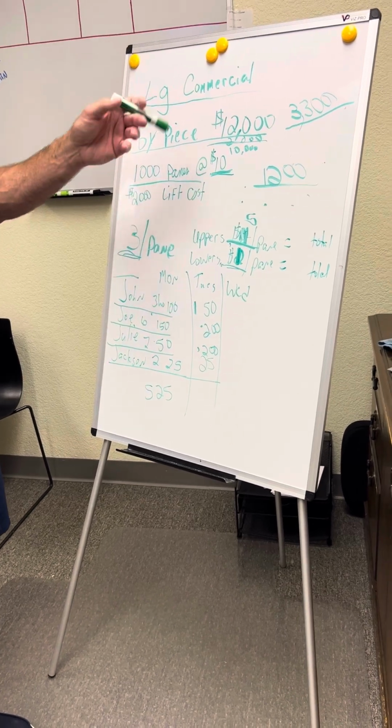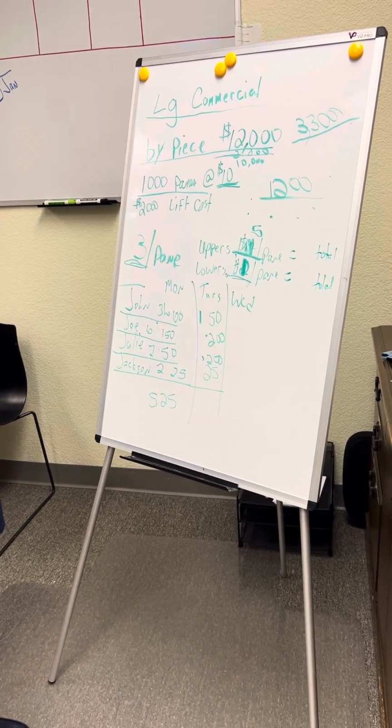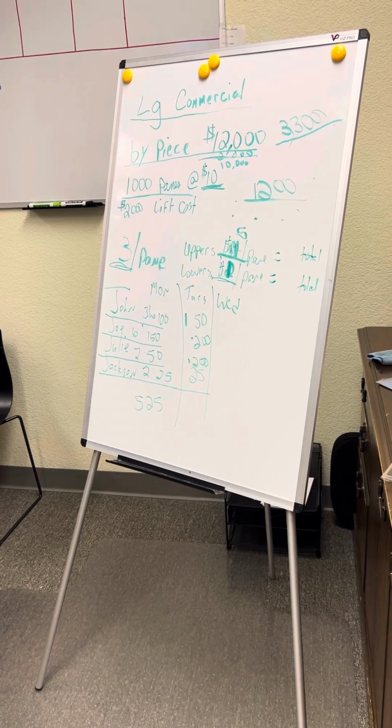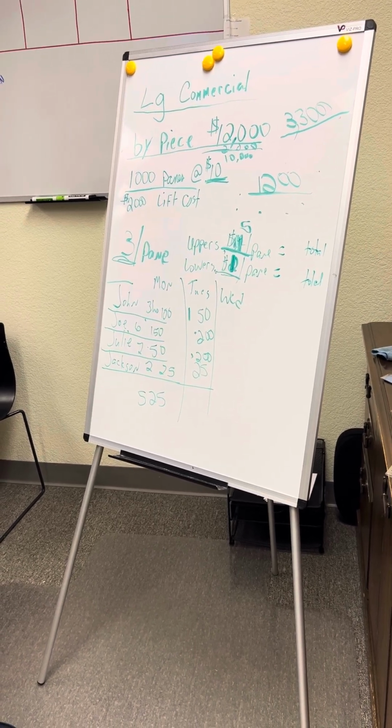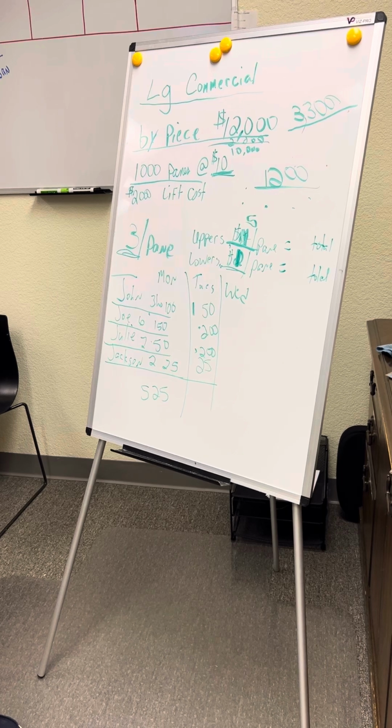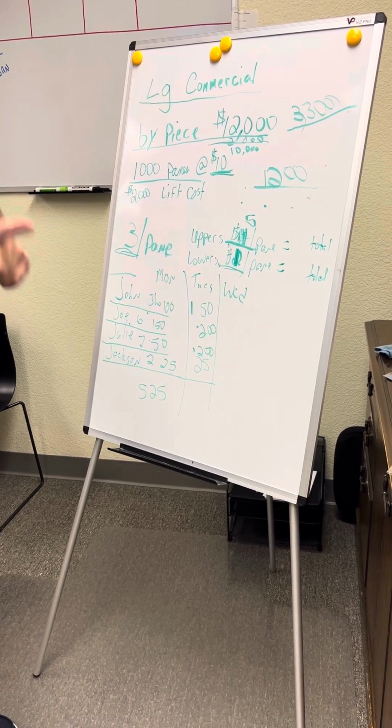So this is for large commercial, by the piece, for window cleaning. Pressure washing would be a little bit different. You could do square footage, I guess, if you want to break it down. I would think it'd be a little bit harder to keep track of, or you could section areas off by technician.